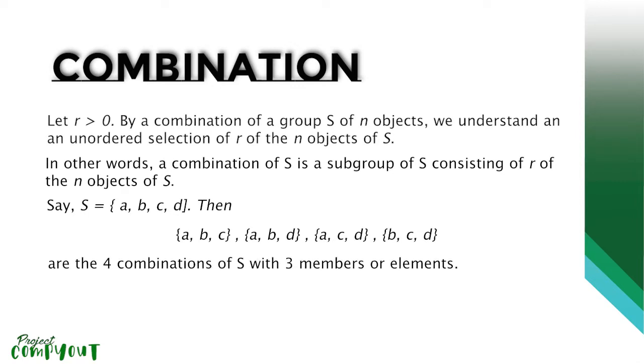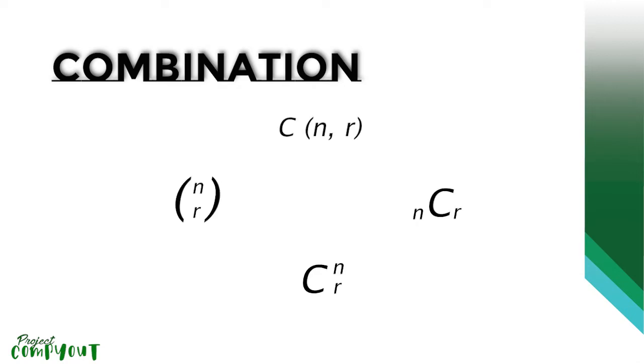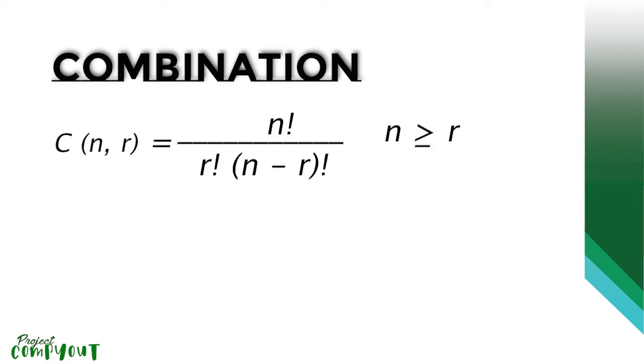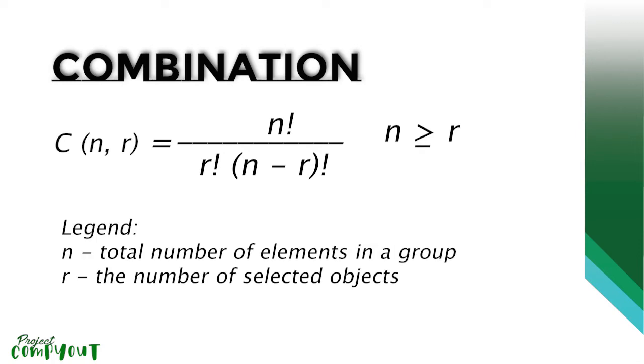If we are to choose 3 objects from the 4 objects of S, these are a few representations or notations that mathematicians use to represent combination, but we are going to use the first one. We usually say the combination of n objects taken r at a time. The combination of group S is given by n factorial over r factorial times n minus r factorial, such that n is greater than or equal to r, where n is the total number of elements in a set and r being the number of selected objects.